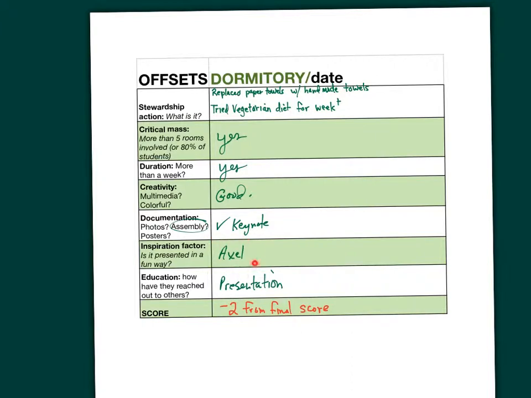Inspiration factor. Was it presented in a fun way? Well, gosh, it was Axel. So come on. Education. Did they get to others? Yes. I think that some of you that saw that might have been like, oh yeah, that's pretty good. Might have helped out. So the maximum score you can get from an offset is -2 for each time you do it, each score period. Okay, so keep it up. The more you do, you get it reduced off each time is a great thing.